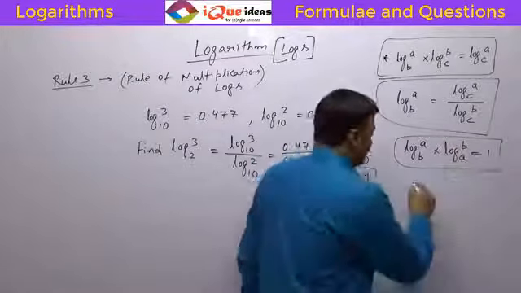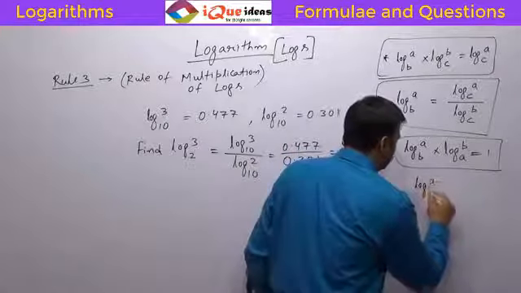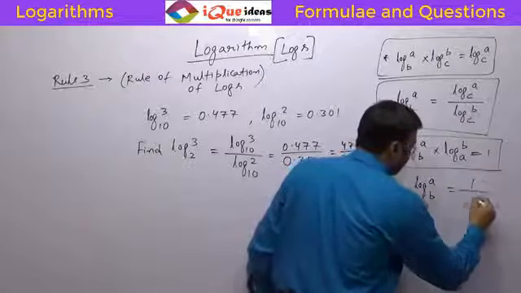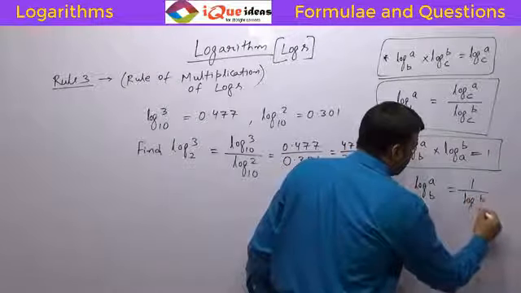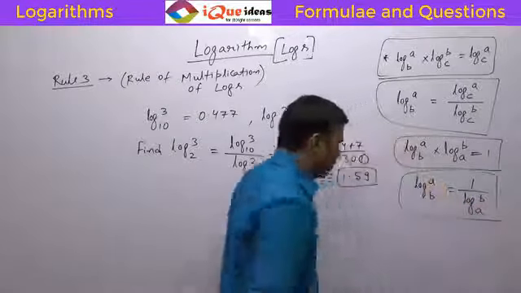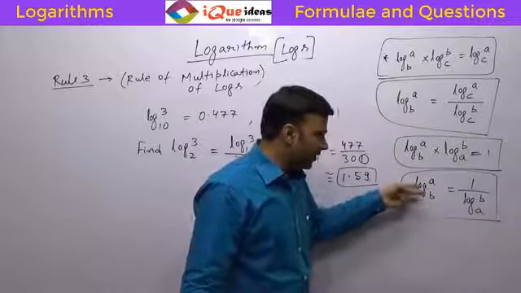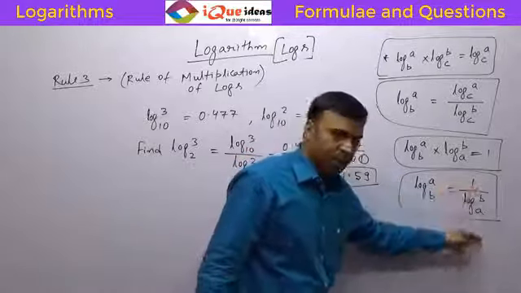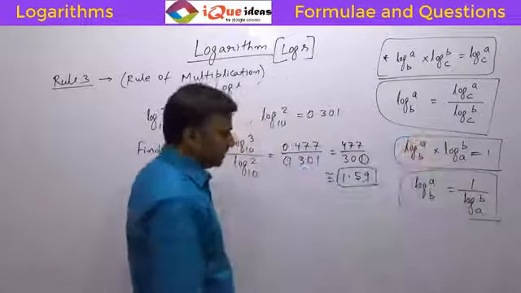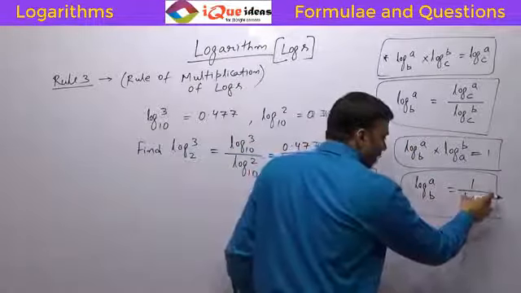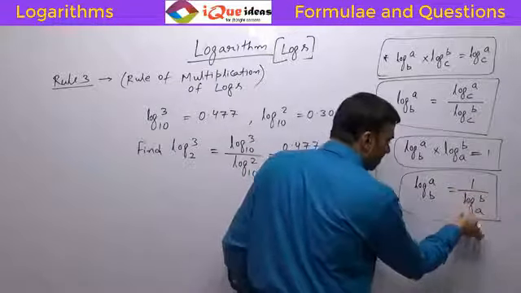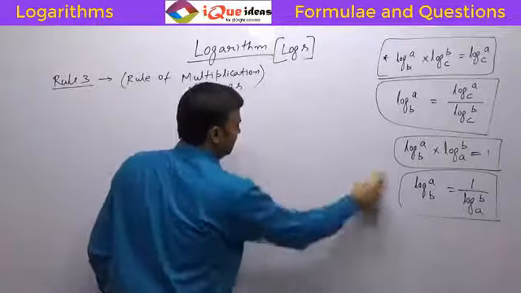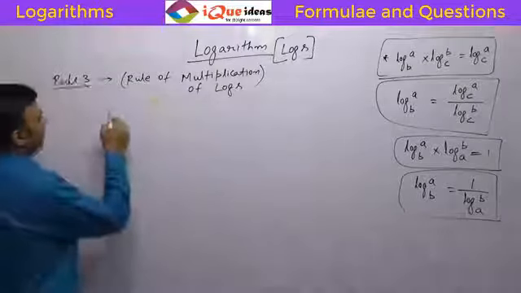From here you can see that log of a to the base b is equal to 1 by log b to the base a, as this goes to the other side, in the denominator. So if I have to change the position of the number and the base, I need to take them in the denominator, and vice versa. If a log in the denominator comes in the numerator, the number and the base will interchange.